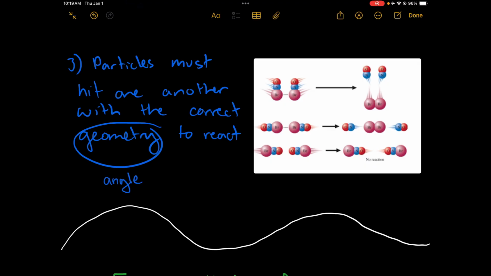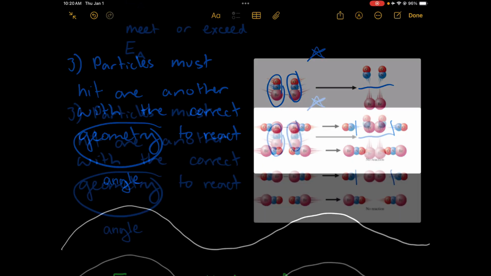This little graphic over here shows you particles hitting each other from different angles, and some of them produce a reaction and some of them do not. We see this NOBr molecule hitting another NOBr molecule kind of side to side, and that is a sufficient angle to break the bond between the N and the Brs, and for the Brs to come together. If they hit each other end to end with Br, then hey, guess what? That's enough energy to break the bond between the N and the Br and for the two Brs to come together. Amazing. That's the correct angle for that.